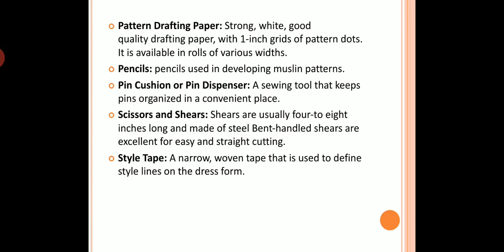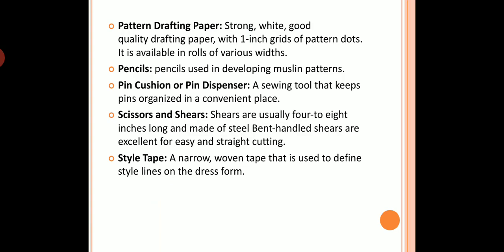Then pattern drafting paper. As we had discussed earlier, the muslin is draped on the dress form and then it is transferred on the paper. So of course you need a pattern drafting paper. It can be strong white good quality drafting paper with 1-inch grids, and it is available in rolls of various widths. Not only white paper is available, brown paper is also available in different qualities for making a pattern.